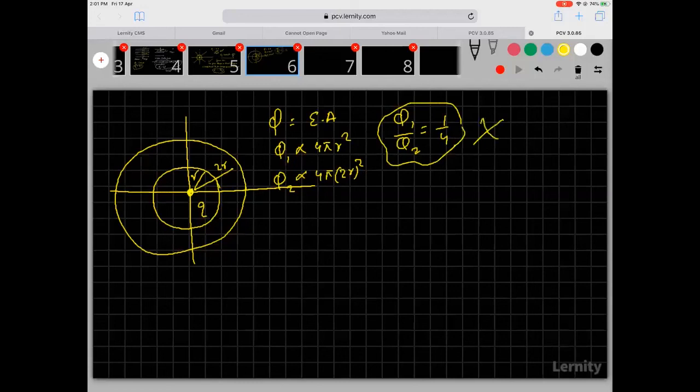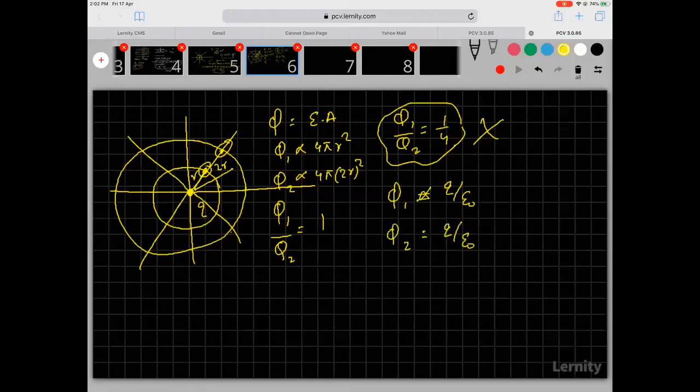We have to go back to the definition of flux. The definition of flux is the number of field lines which are cutting. So if there are 4 field lines cutting through this, there will be the same 4 cutting through the other, same 4 cutting through the other. So what will be the ratio of flux? Phi 1 by phi 2 is equal to 1. Now this is what I explained to you in another way, saying that phi 1 is equal to Q by epsilon naught. Phi 2 is also equal to Q by epsilon naught. So phi 1 by phi 2 is equal to 1.